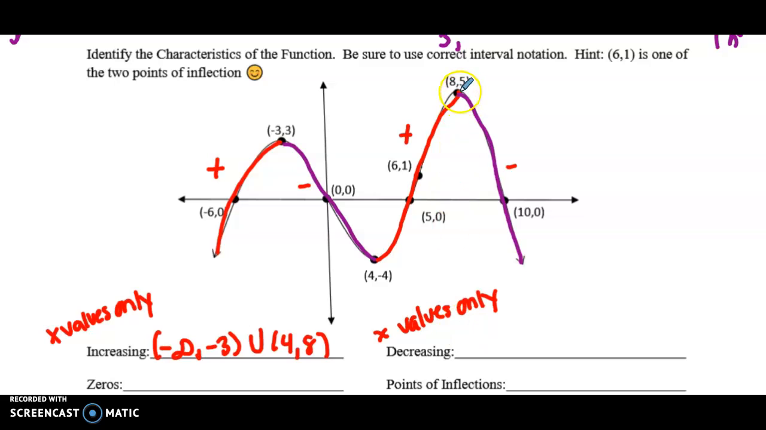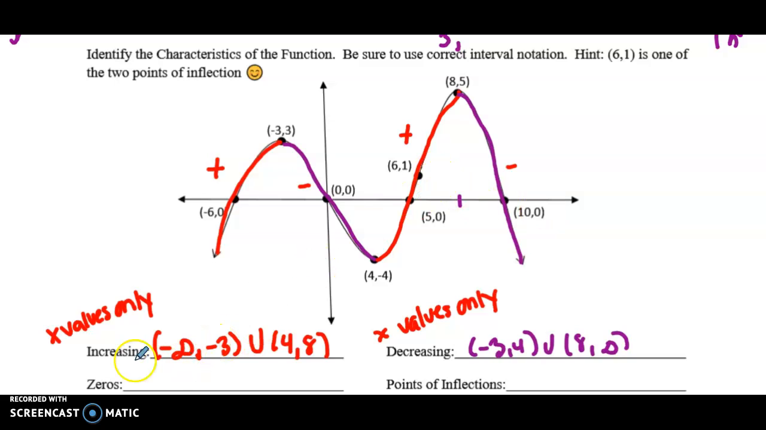All right, so decreasing. Here I started at -3 and I'm going down until x equals 4. So that's -3 to 4. And then here I started at 8, and I started decreasing at 8 all the way until infinity. Now, this is not negative infinity, and it's not the y values. What are the x values? As the x values get bigger, it's going down, down, down. So from x equals 8 until x is infinity, my graph is going to decrease, okay?